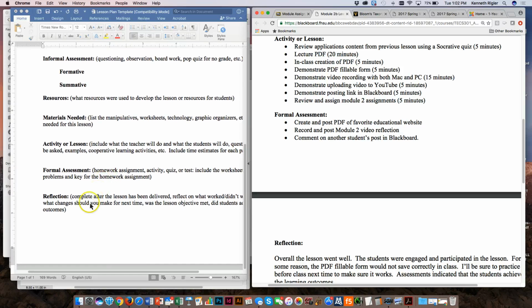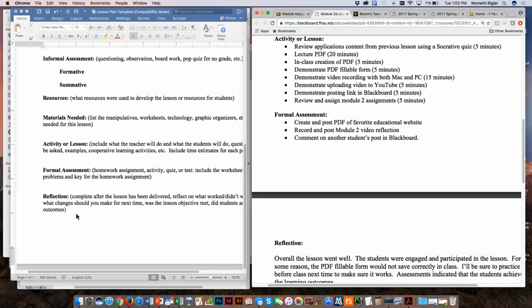And the last section is a reflection, which actually you won't fill out until after you've taught the lesson. Meaning, once you've done it, now you come back at the end of the day. Okay, at the end of the day, it's 3 o'clock. You actually have a second to sit down and take a breath. Go back to your lesson plan and take a few minutes and fill out your reflection on what worked, what didn't work.